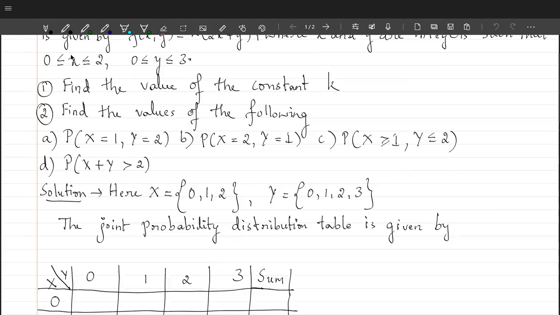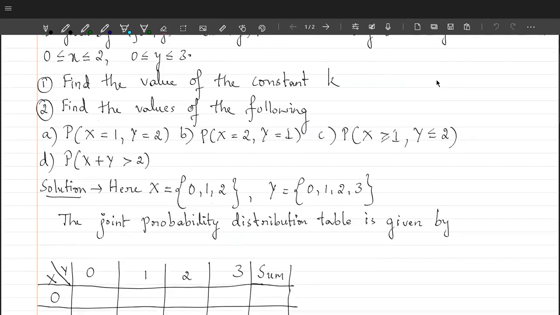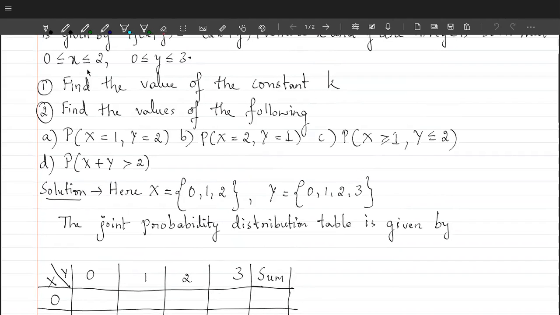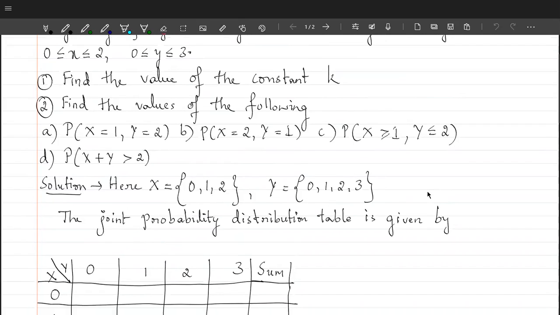Now here they have given that x lies between 0 and 2, and they have also mentioned that both x and y are integers. So here x can take the following values, that is, in between 0 and 2, the integers you can get are 0, 1 and 2. And y takes the values in between 0 and 3. So y takes these values, that is 0, 1, 2, 3.